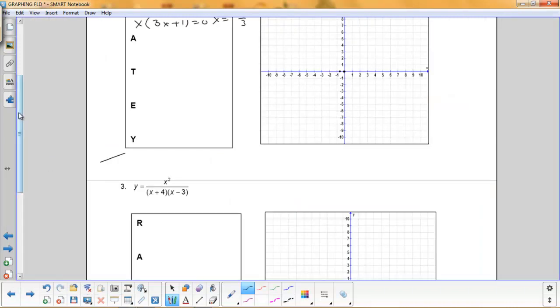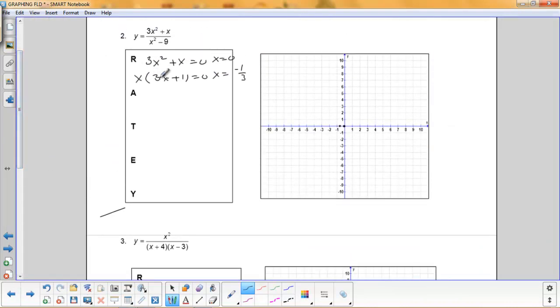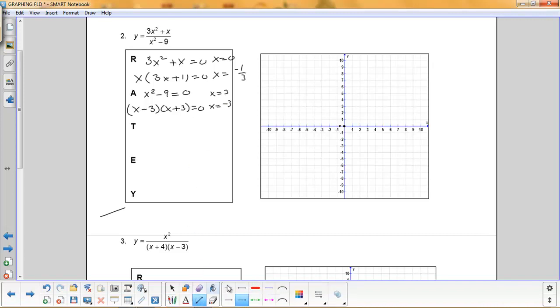Okay, my a, that's going to be the bottom, so that's x squared minus 9 equals 0. Again, I'm going to factor: x minus 3, x plus 3 equals 0. That makes it very easy for me to solve for my vertical asymptotes of x equals 3 and x equals negative 3. Back to the graph, and let's put our vertical asymptotes in place.